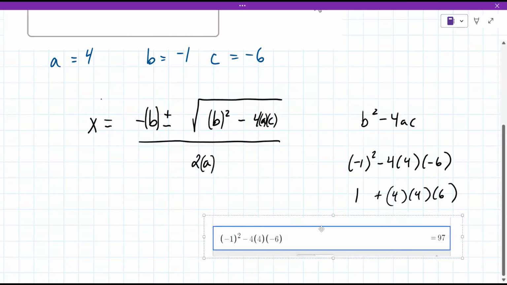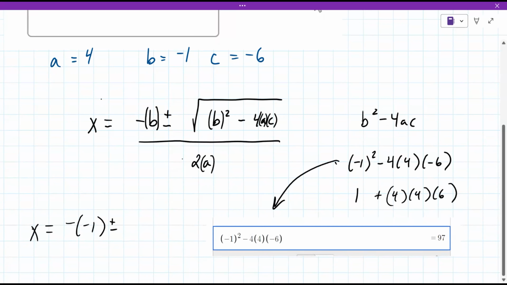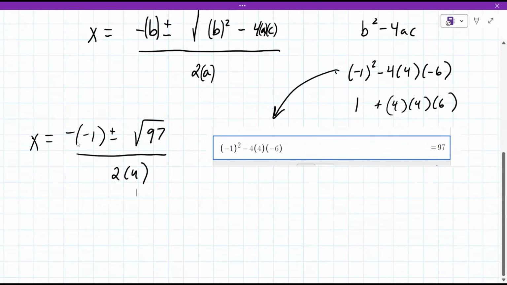Great. So with this scientific calculator, you just enter, you can see I've entered this line exactly the way I see it. If you used a TI-83 or 84 back in the day, it was a little bit more cumbersome than just entering it the way I see it. So you have to get this number under the root correct. That's thing number one. All right, so this is x equals minus -1 plus or minus the square root of 97 over 2 times 4. So if you can do all that, you're in pretty good shape here.